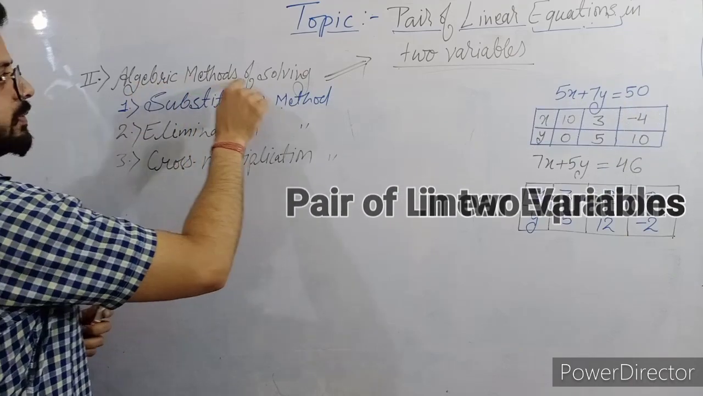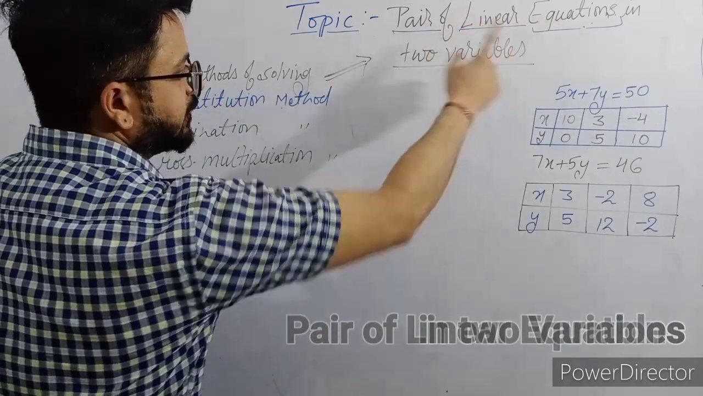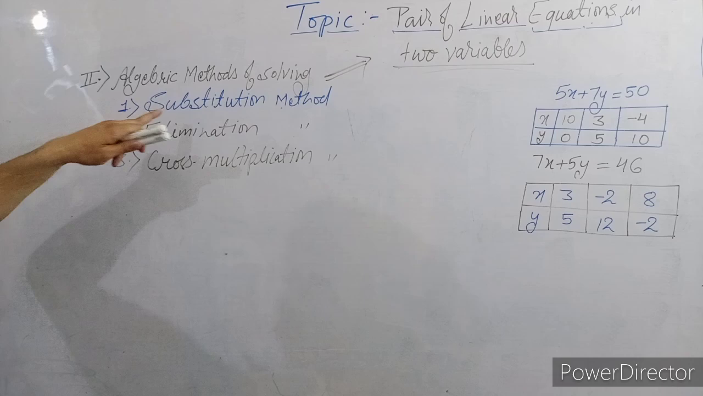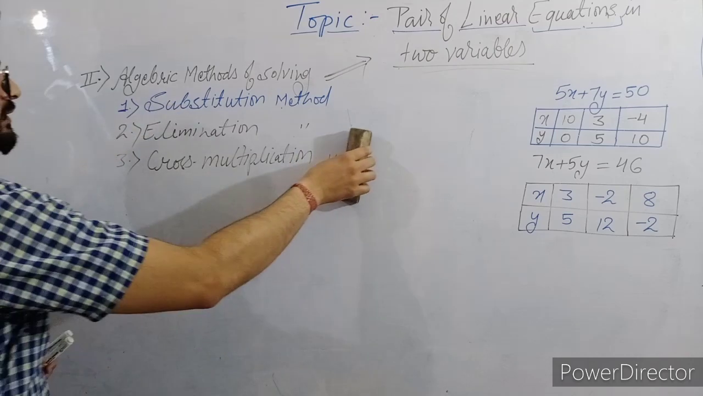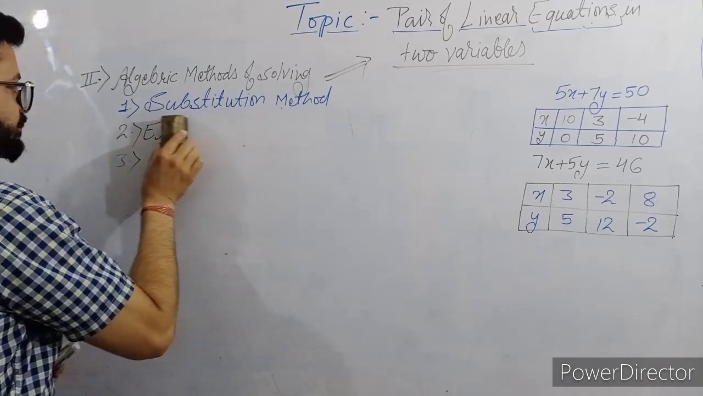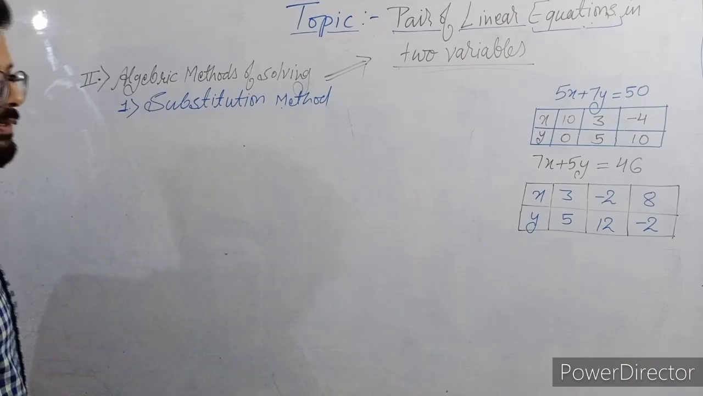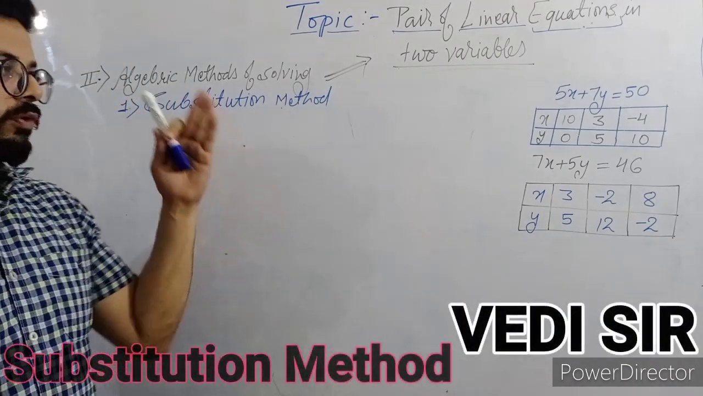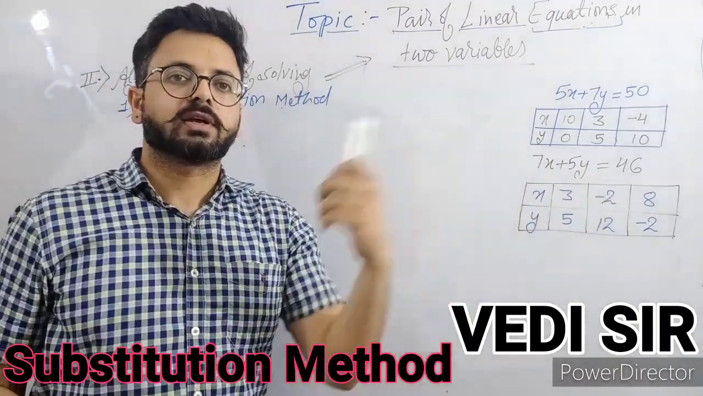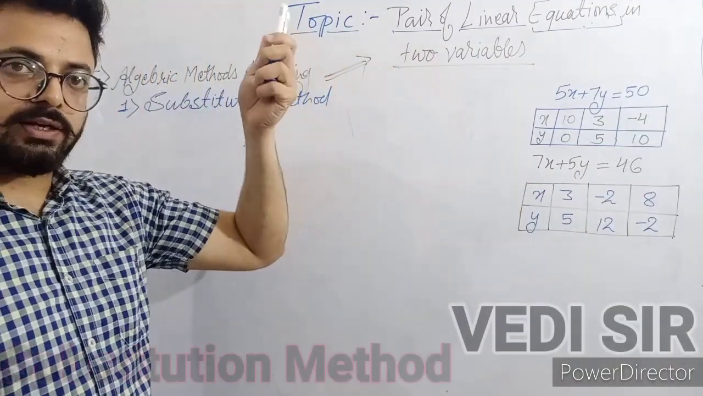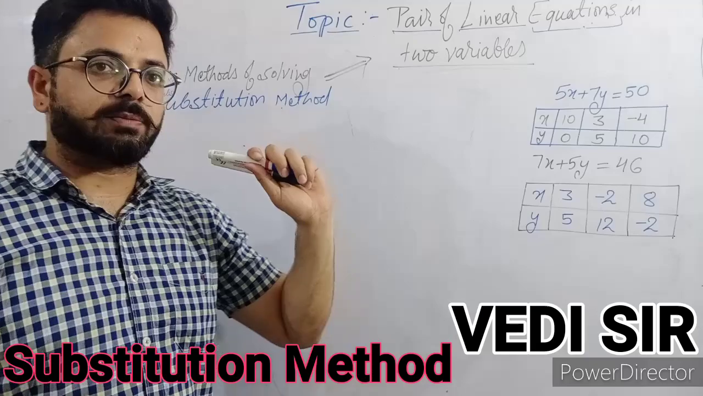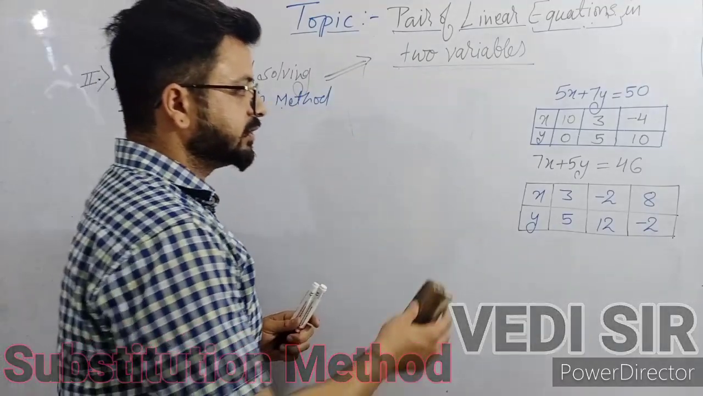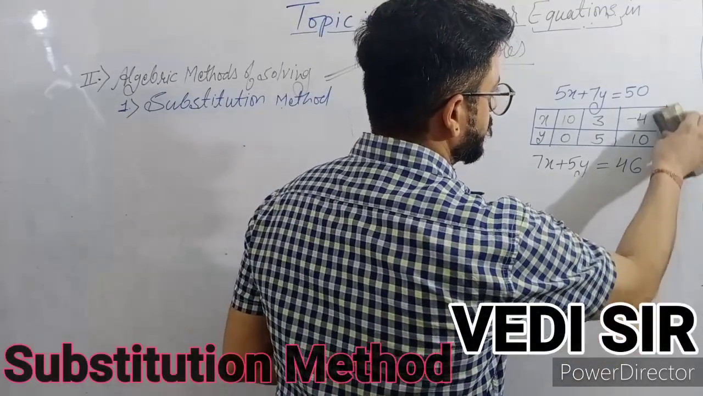So it's an algebraic method of solving a pair of linear equations in two variables. Our first method is the substitution method. As the name indicates, substitution, we will substitute the value of one variable from one equation into the other equation. As we have discussed already one question in the graphical method, that same question I am taking here.